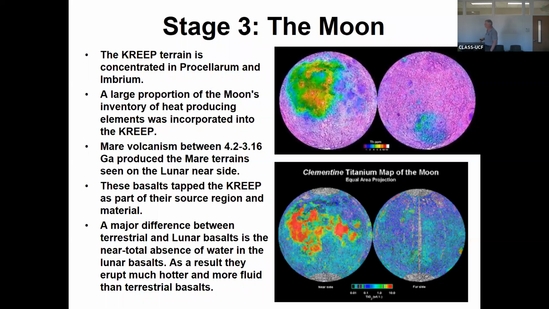One of the reasons why the basalts on the moon are so liquid and look like oceans is that you basically have a total absence of water. Water acts as a flux to lower melting points on terrestrial melts. And so in order to get a melt, you have to go much hotter. And as a result, you erupt much hotter and much more fluid than terrestrial basalts.